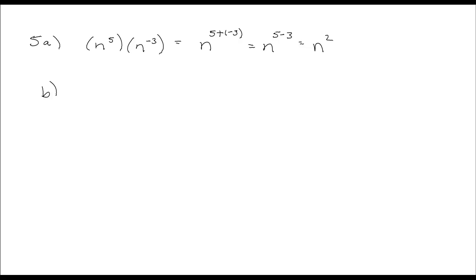For part b, you've got s to the 7th power times t to the 7th power. So now the bases aren't the same, but the exponents are the same. When the exponents are the same, you can just multiply the bases together and then raise the entire quantity to the power once.